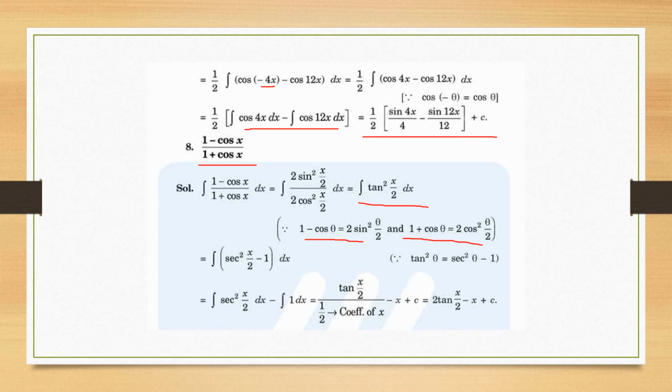And tan square is to be integrated by opening it as sec square theta minus 1. Now the integral of sec square x by 2 will be tan x by 2, and you have to divide by the derivative of x by 2, that is half. And the integral of 1 is x, so minus x plus c. So it becomes 2 tan x by 2 minus x.